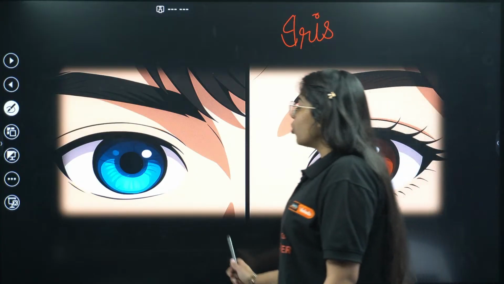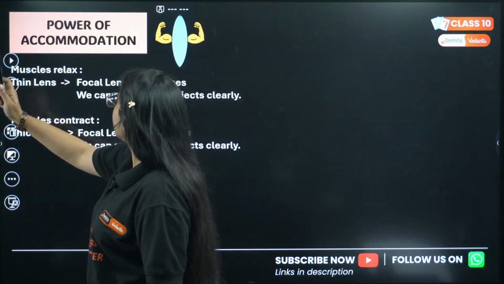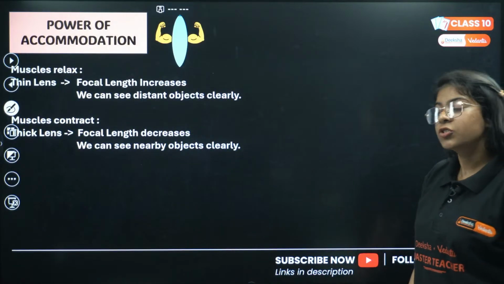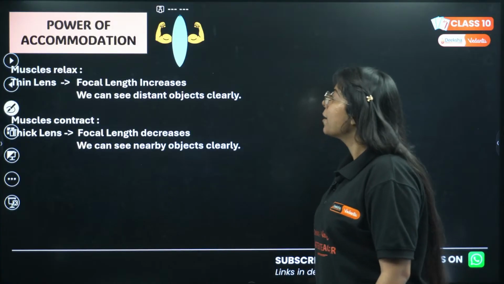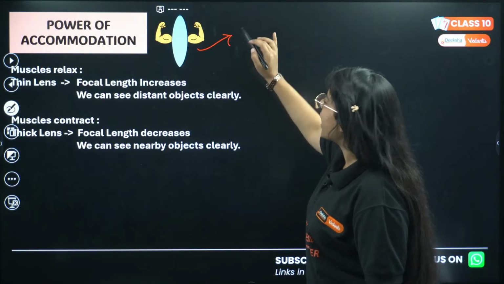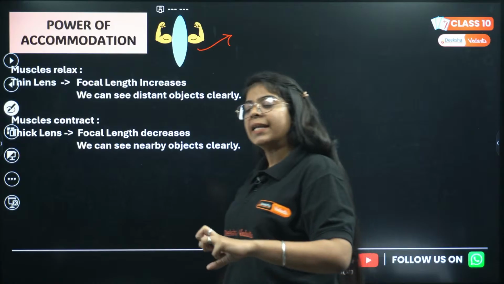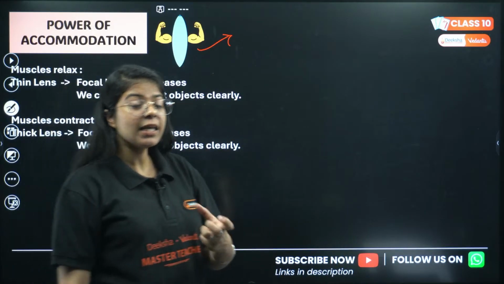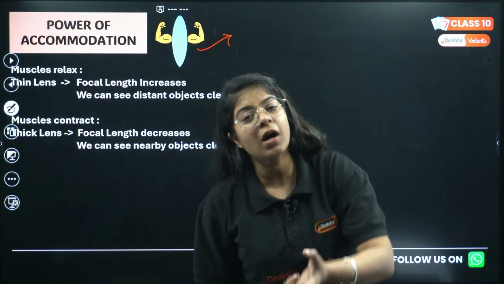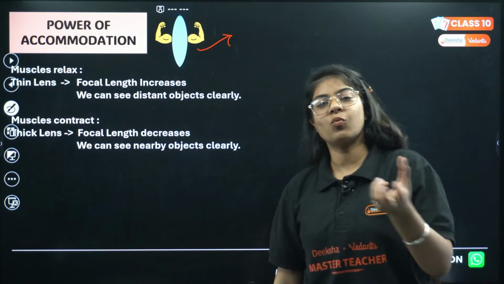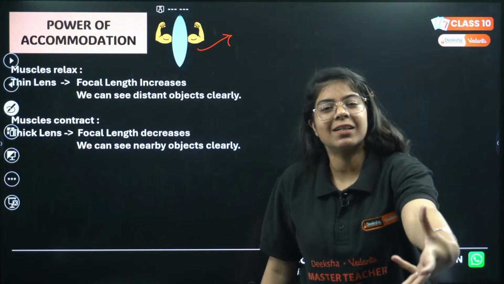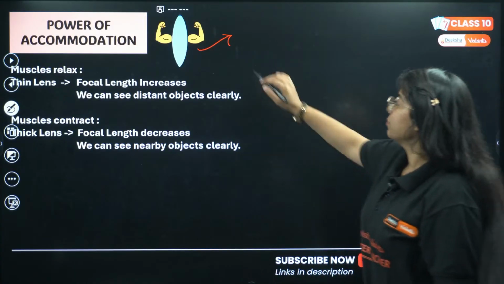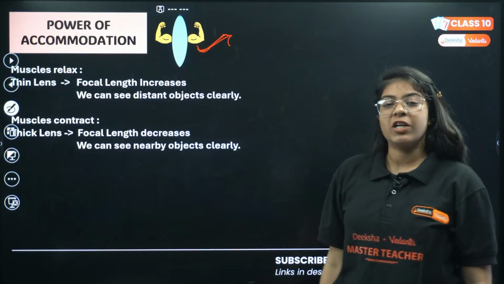Okay, let's move on to the next part, which is a very important topic, power of accommodation. So power of accommodation was nothing but the ability of our eye lens to change its shape, you can say, but technically you should say to change its focal length according to the situation or according to the object distance presented in front of it. That is what power of accommodation is.